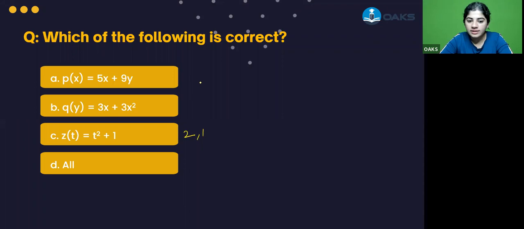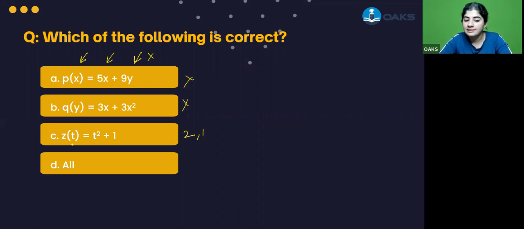Okay. So what is the problem in the first option? We have a polynomial in x, but we have one term in x and the other term in y. That is not correct. And in the second option, we have a polynomial in y, but we have both the terms in the variable x. It has 3x and 3x square. So it is also not correct.